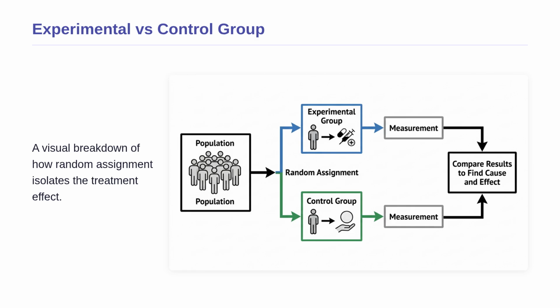To visualize how we isolate these treatment effects, let us look at this detailed flowchart. On the left, we start with a large population that undergoes random assignment into 2 distinct paths. The top path is the experimental group, which receives the specific treatment we are testing. The bottom path is the control group, which receives no treatment at all. Both groups are then measured, and their results are compared at the end. This exact structure is what allows researchers to confidently find cause and effect while filtering out random noise.